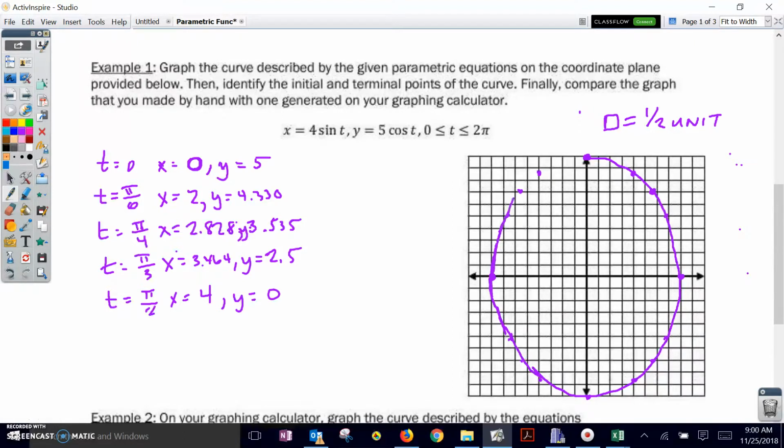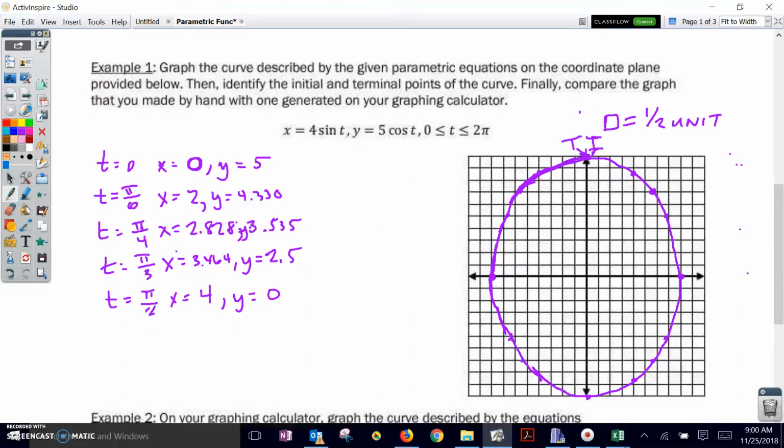And so the graph of this particular parametric function should look something like that. Alright, what else was I supposed to do? I was supposed to identify the initial point. This is the initial point, right up here. It's also the terminal point. It's where it starts and where it stops.